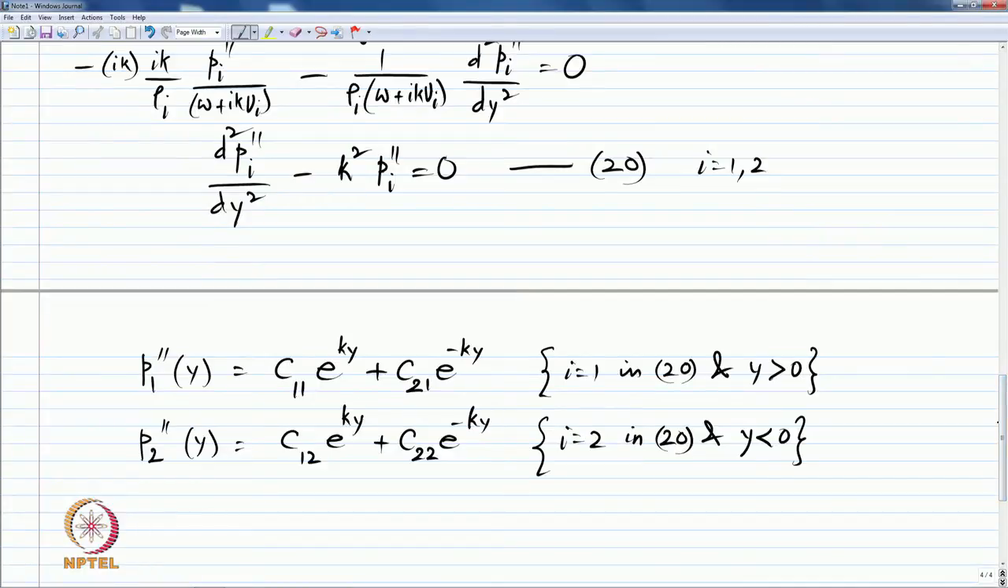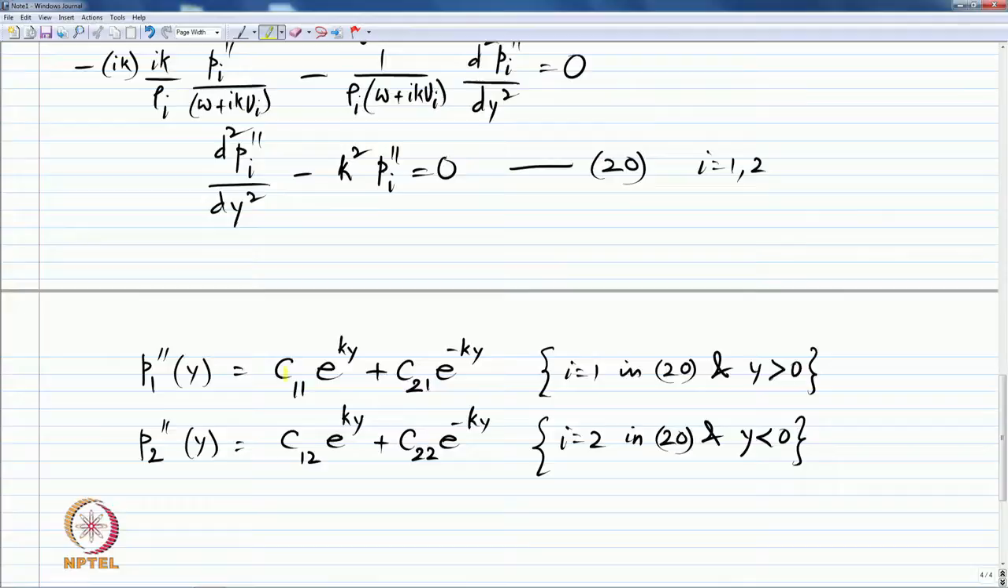of equation 20. Now, if you think of fluid 1 for a moment, for all y greater than 0, and remember k is a positive number. In our temporal linear instability analysis, k is a positive real number. So, if k is a positive real number, then this first term here, C11 e power ky, is going to become increasingly larger as y increases.